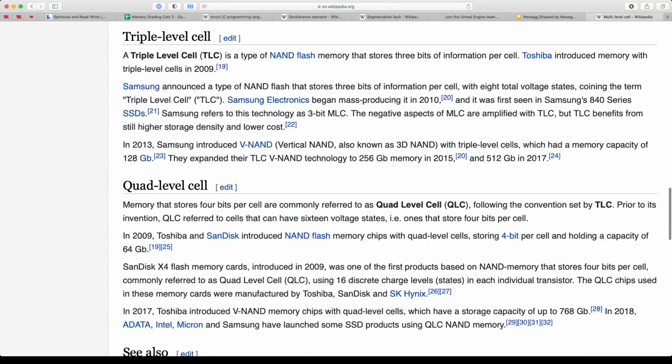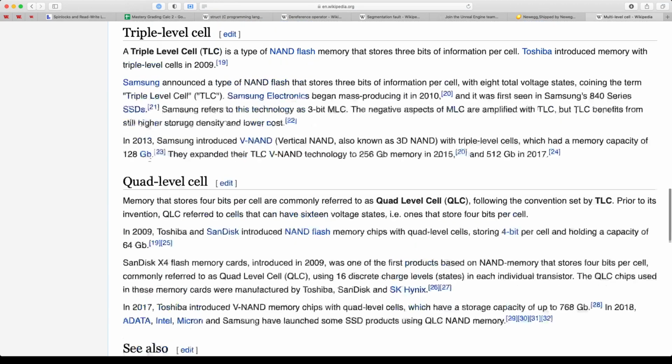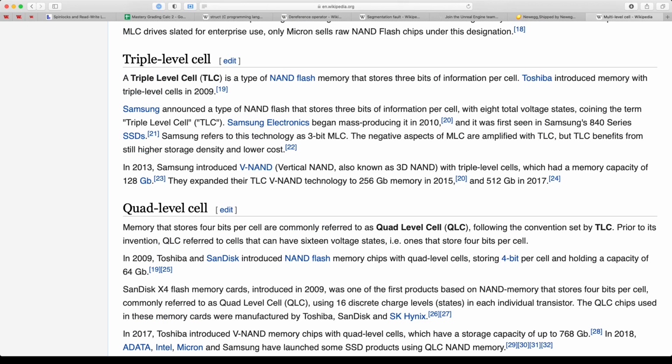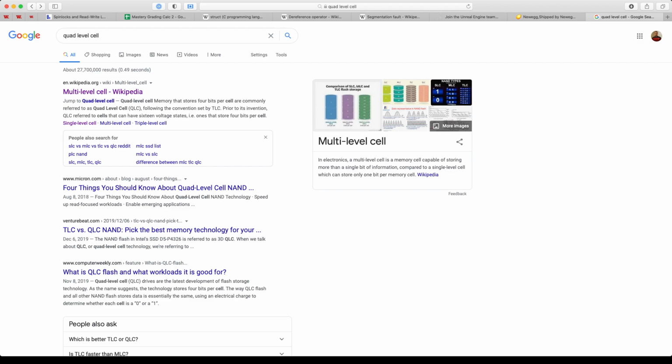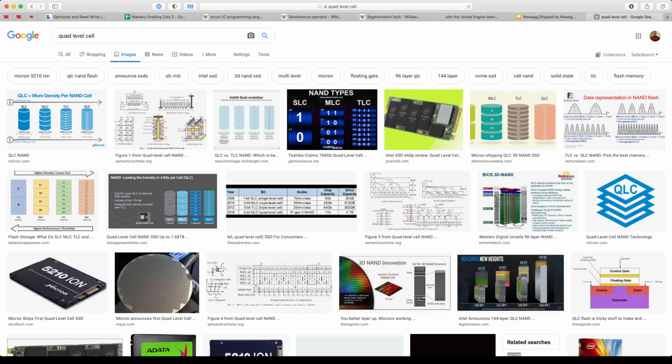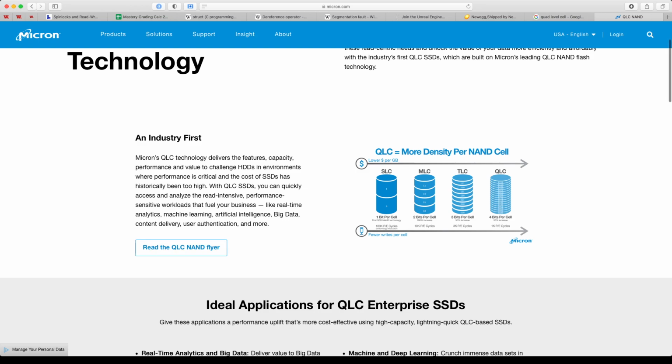Let's see, where does it do it? I wish they had a picture. That's what I was looking for. Okay, so VNAND is a triple level cell. Let's see, I know I've seen pictures of this. Okay, here we go. Micron for the win here. No, that's not what I wanted. Okay, their picture here.